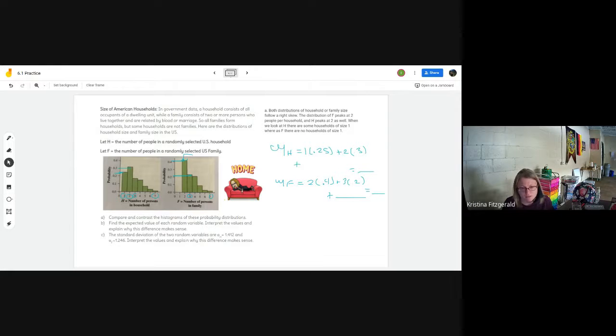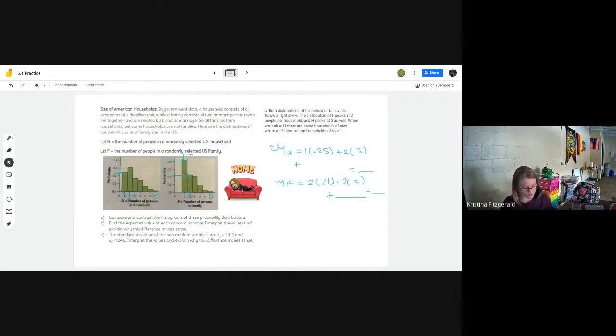So why are these different? Well, it comes down to the definition. In a household, you can have single people living by themselves, but a family generally has a set of parents usually, or a parent and children. If you're considered a family, you're related by blood or marriage. So based on the definitions, it makes sense that there's a higher expected number for families than for households, because in households, again, you can have just one single person living there.